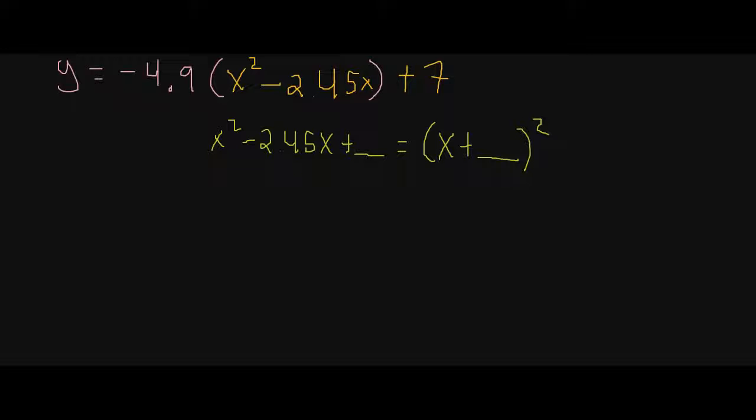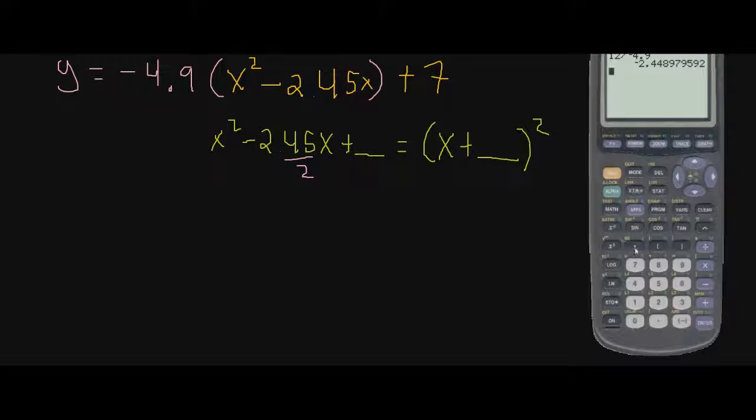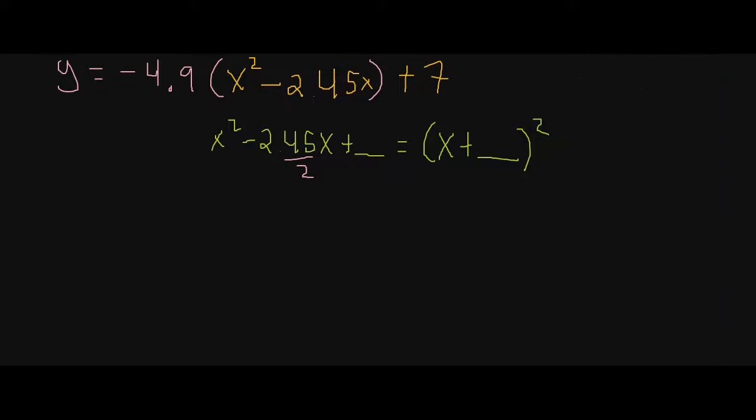All right, what do we do to the middle term? It doesn't matter whether the numbers are negative or not. What do we do to these numbers to get the number here? Well, we just divide it by 2. So let me pull out the calculator. We take this and we divide it by 2. We're going to get negative 1.224. So I'll just round down, negative 1.22.